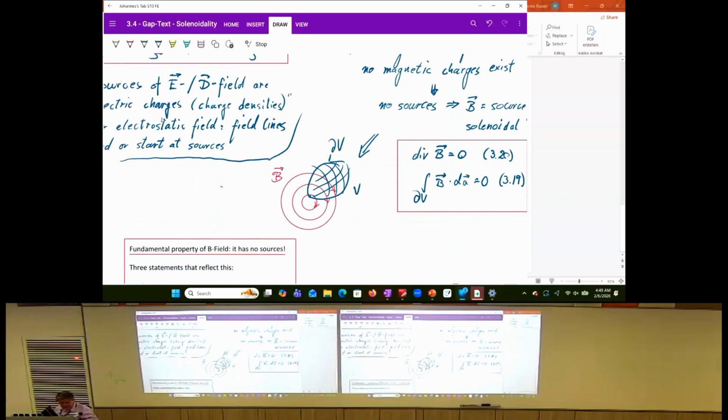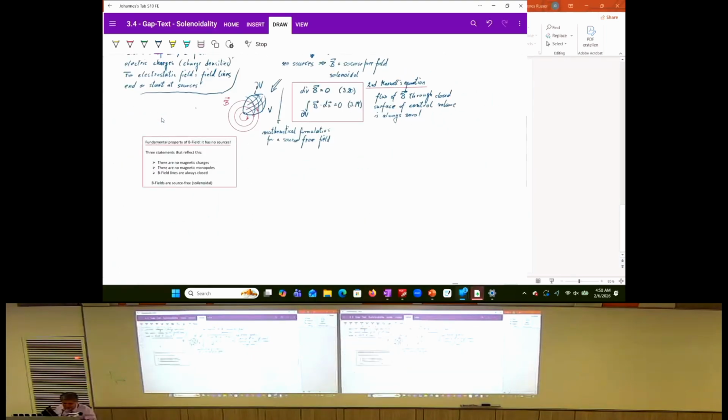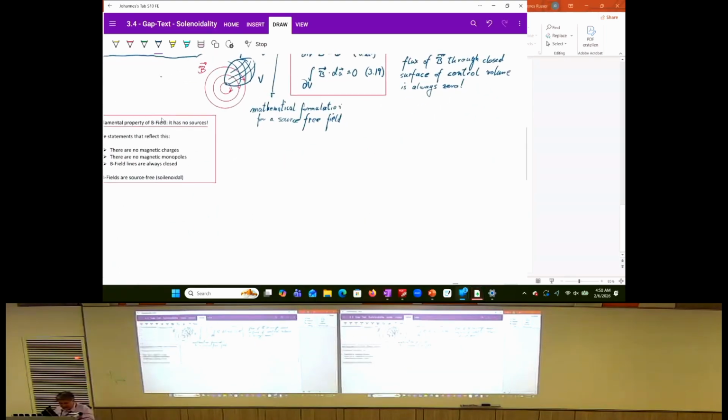And this, that the divergence of the field is vanishing, is basically the mathematical formulation for a source-free field. The circumstance that it is a solenoidal field, that the divergence of that field is vanishing everywhere, is the formulation for being a source-free field. In contrast, you had the scenario in the electrostatic case. You had field lines which start or end in this volume. They start or end there at the source.